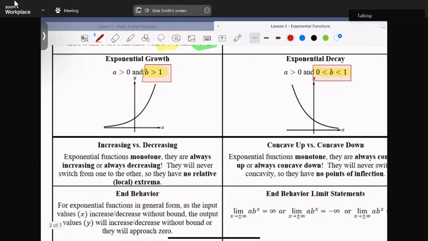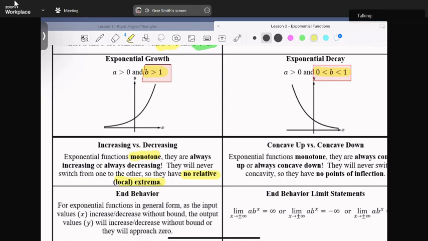So what can we say about an exponential function? Well, an exponential function is monotone. So it's a monotonic function, which means it's only moving in one direction. It's either only going up or only going down. It doesn't go up and then down. It only has one direction. So it's either always increasing or always decreasing, which means they're not going to switch from one direction to the other, which means they can't have a local extreme point.